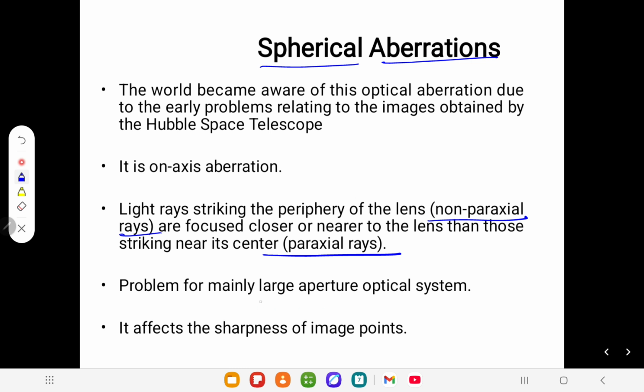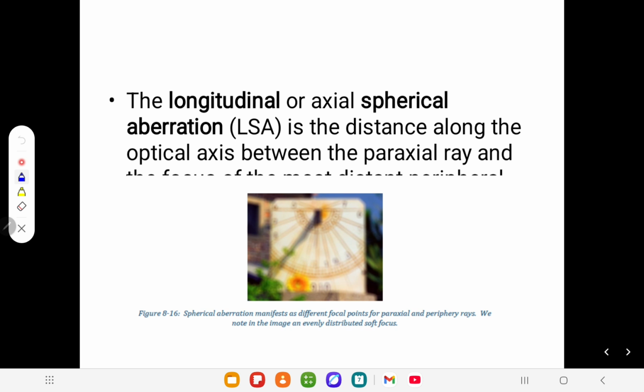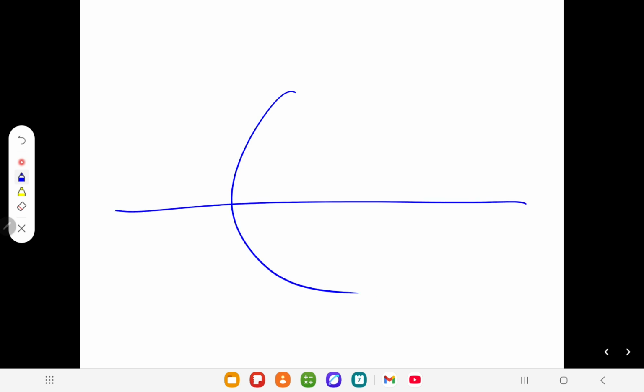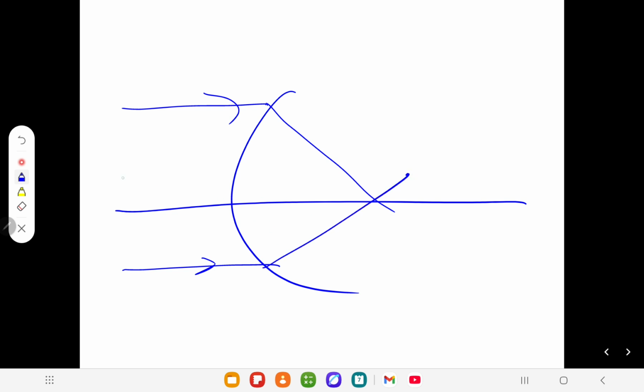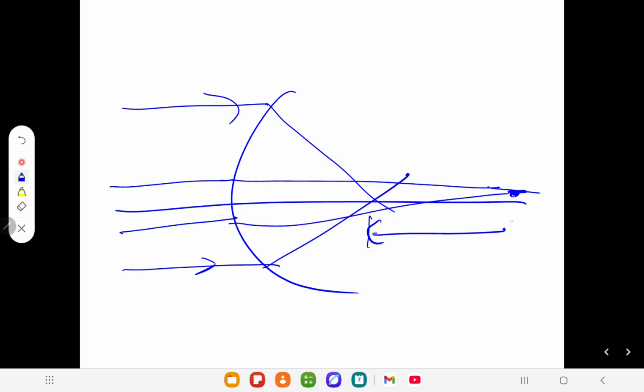The problem is mainly in large aperture optical systems. It is not a problem with our eyes because our eyes have a pupil which constricts the aperture size. It affects the sharpness of the image, not the position of the image. In longitudinal spherical aberration, it is the distance along the optical axis between peripheral and paraxial rays. Let me draw. If peripheral light hits, it focuses closer to the lens, and if paraxial rays hit, it focuses far from the lens, and this gap is spherical aberration. It's as simple as that.